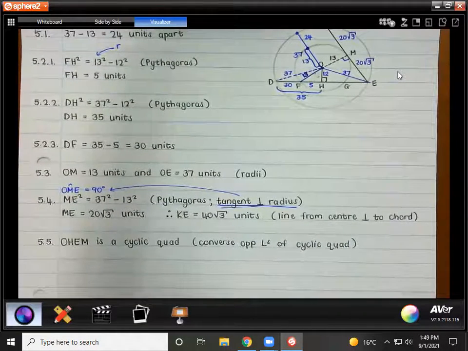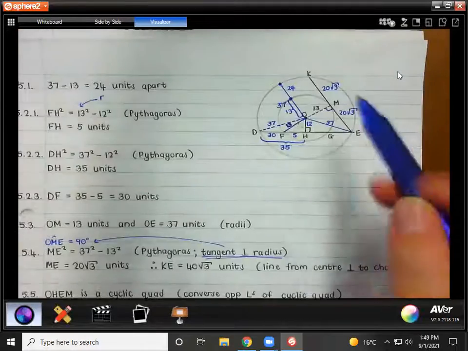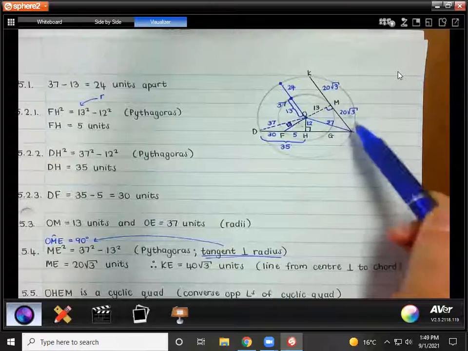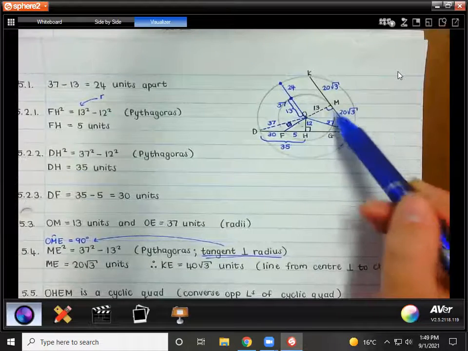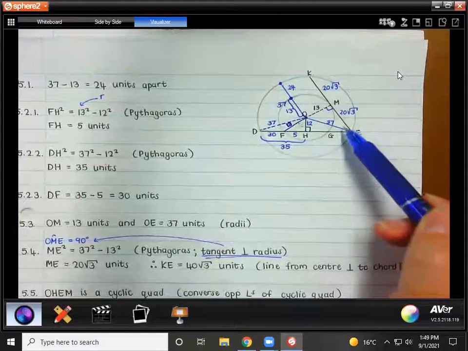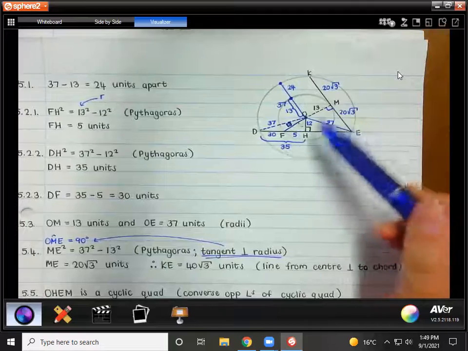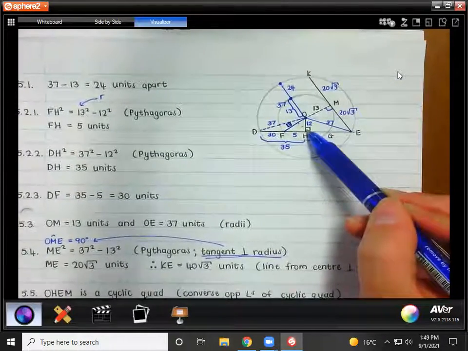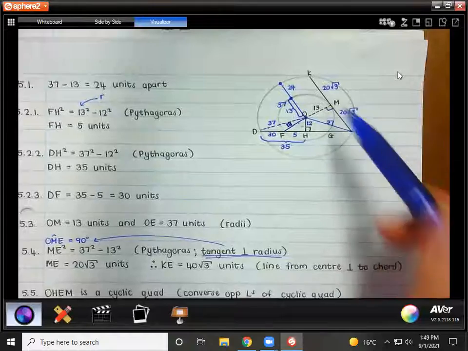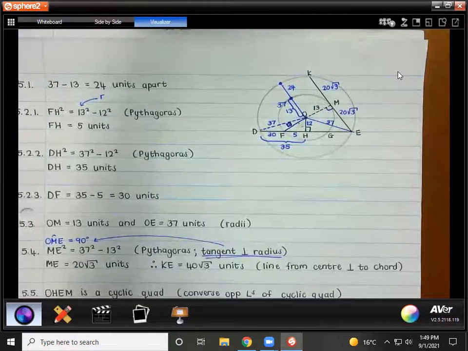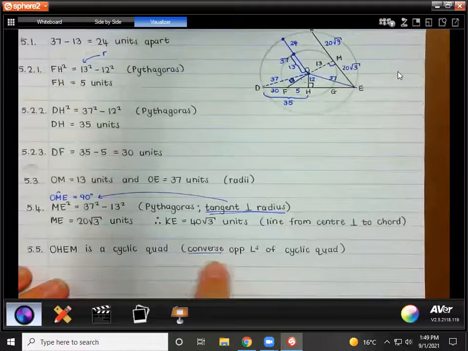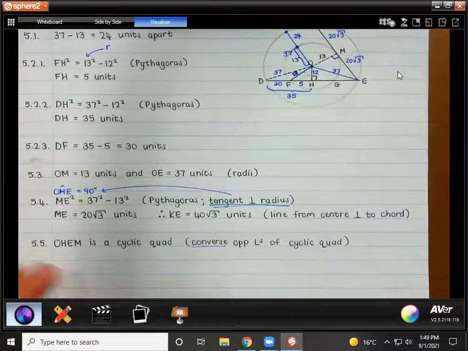Then 5.5, they just asked what kind of quad is OHEM. So OHEM, that shape over there, and it's a cyclic quad, right? Now, it's interesting because all four of those points don't lie on the circumference, but we can see that that angle is 90 and that angle is 90. So the opposite angles will add up to 180. So that is the reason that we use, right? Converse of angles of cyclic quad.